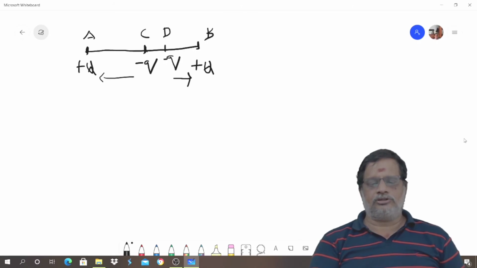So this charge has a tendency to go towards B. So the displacement is towards the right, and the net force is also towards the right, so it is in a kind of unstable equilibrium for displacements parallel to the line joining the two charges.